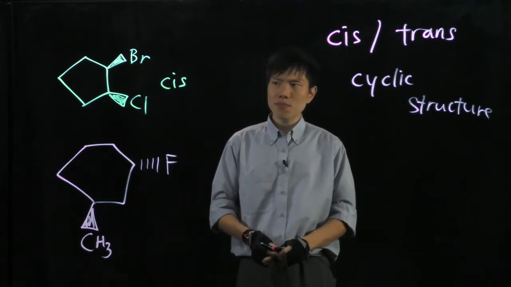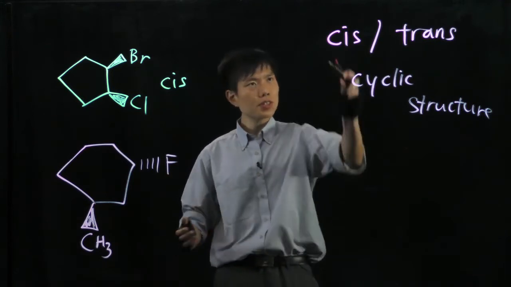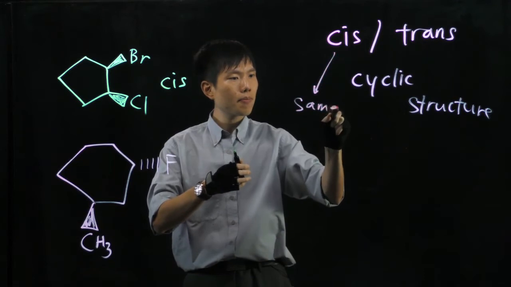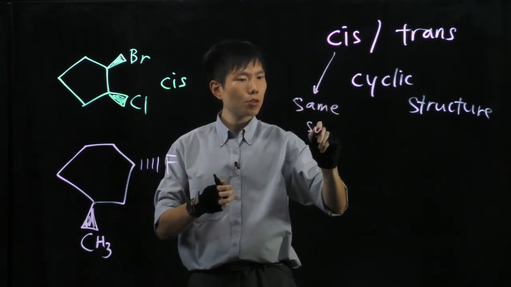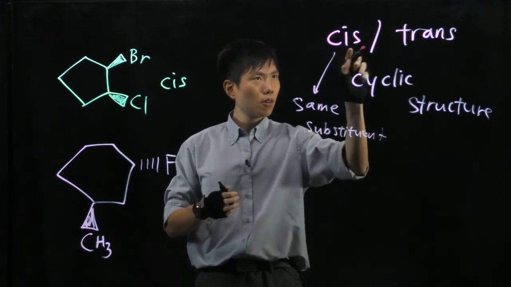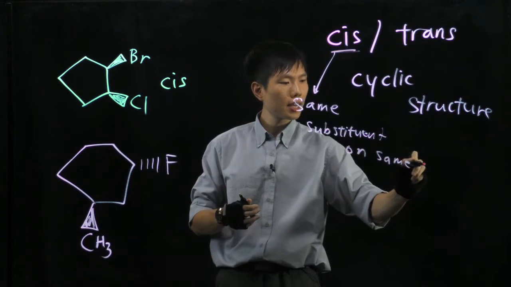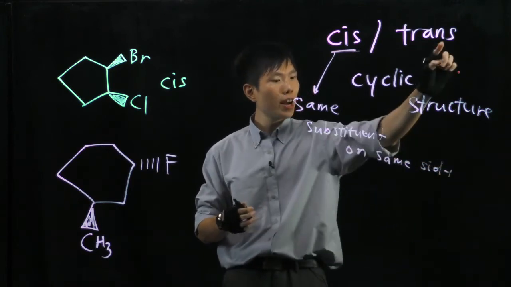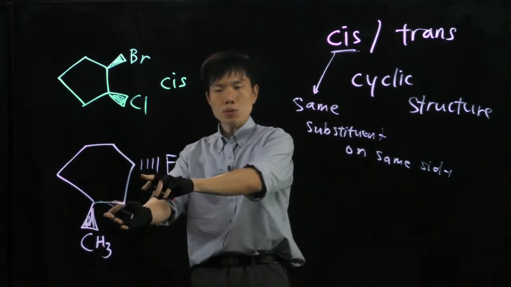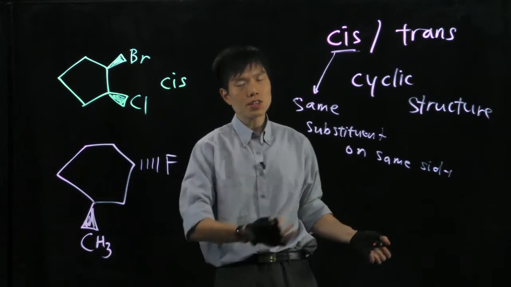Then you think, why can we call this a trans? Remember, cis and trans, you have to refer to the same substituents. Right? Cis means on the same side, and trans means on the opposite side. But in this case, there are different substituents, fluorine and methyl. So why are we able to call it cis and trans?